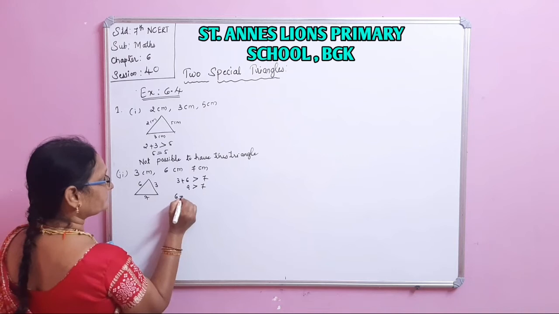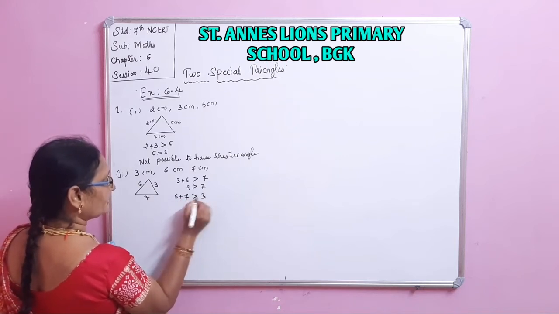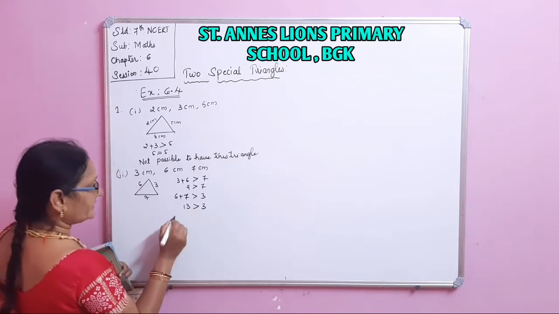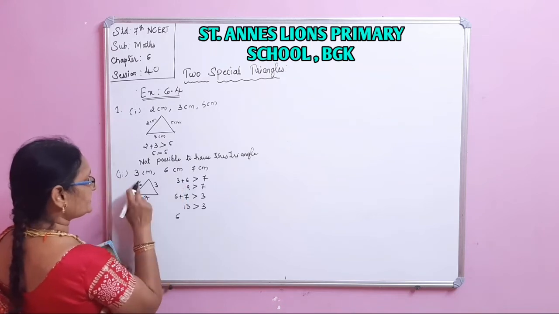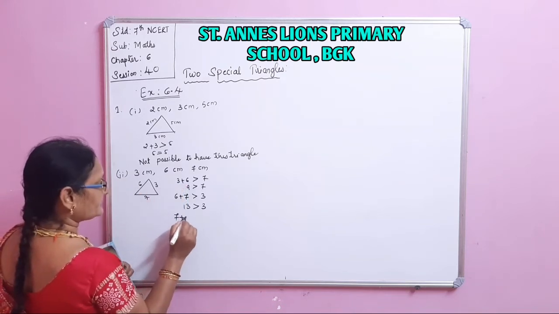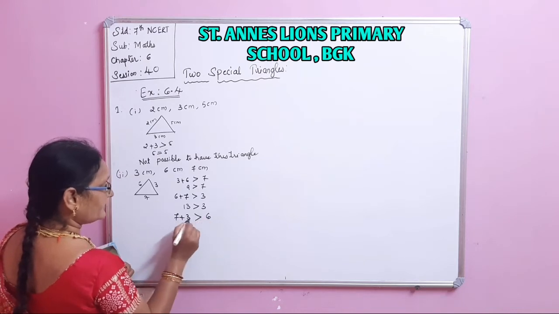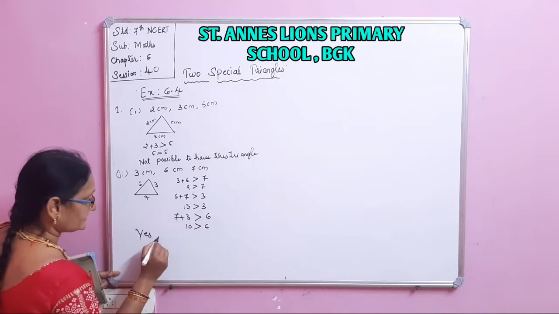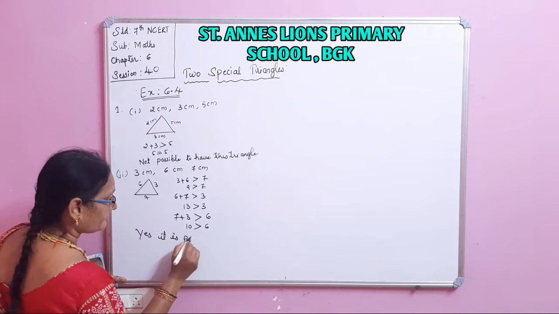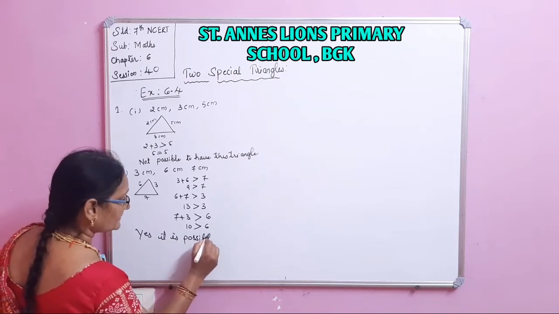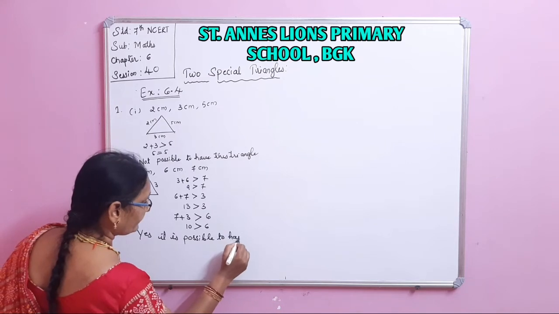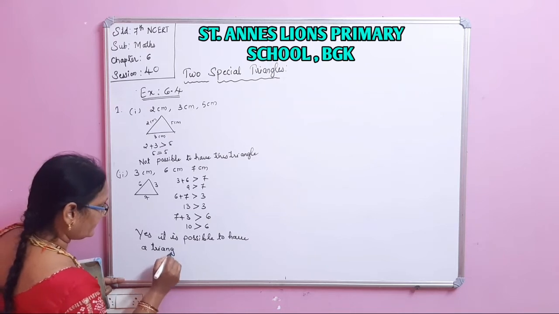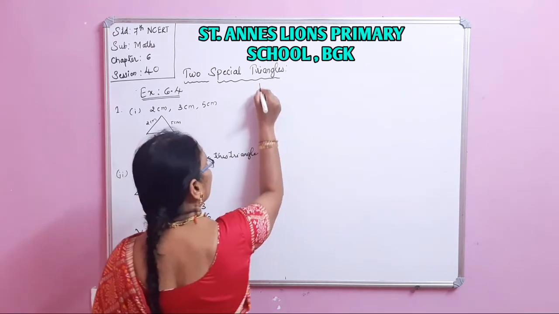Now 6 plus 7 must be greater than 3. 6 plus 7 is 13, which is greater than 3. Yes. Now 7 plus 3 must be greater than 6. 7 plus 3 is 10, which is greater than 6. Yes, it is possible to have a triangle.